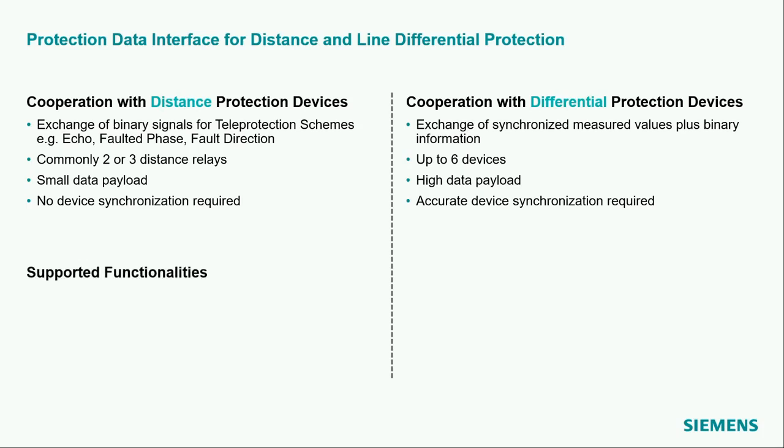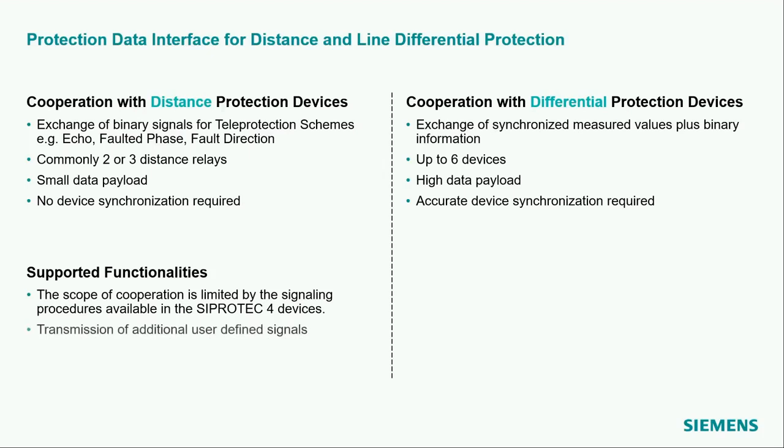Let's talk about the supported functionality. We start again with the use case distance protection. When it comes to teleprotection and the exchange of binary signals, Cipotec 5 offers more functionalities and flexibility than Cipotec 4. When the two device families are working together, the scope of cooperation is of course limited by the signaling procedures available in the Cipotec 4 devices. Supported functionalities are the transmission of additional user-defined signals, constellation measured values, and the functional lockout of the device.